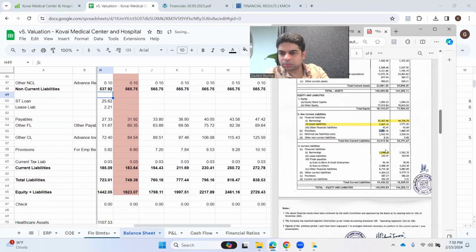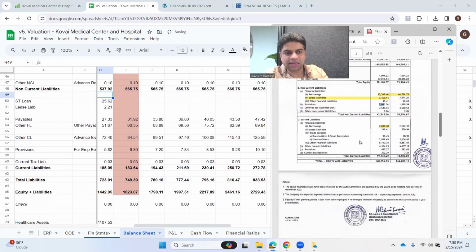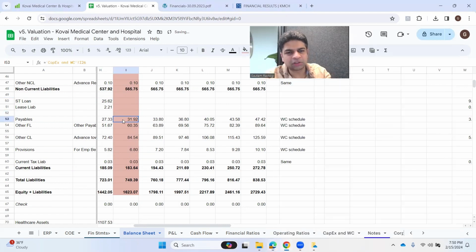So I don't want to waste a lot of time just comparing each and everything. Payables is, I think, 90. Okay, let me check payables. Just 1 second. So payables is around 30. Ours is 30 as well. So this is fine.